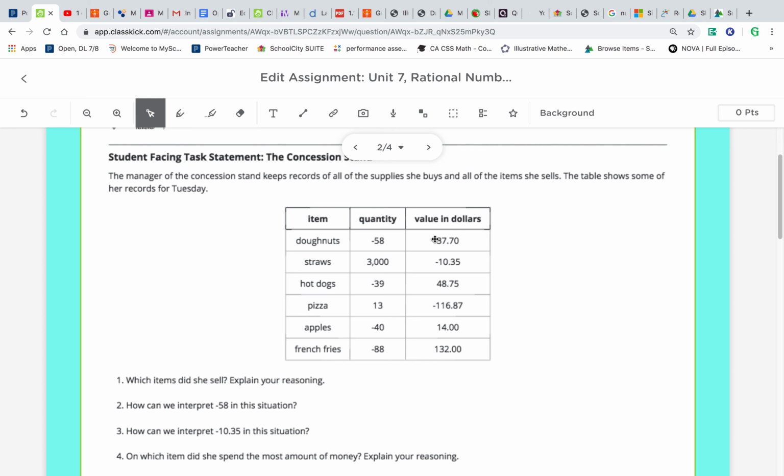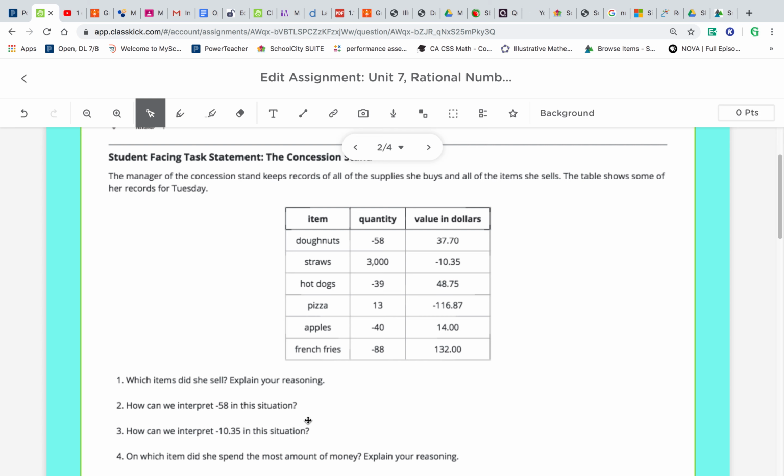Okay, and so how can we interpret negative 1035 in this situation? Let's find negative 1035. Oh, there it is. That's the amount of money that she would have spent on straws. Okay, and like we said, the positive amounts of money would be the amount of money that she brought in, the amount of money that customers paid her to get the items that they bought.